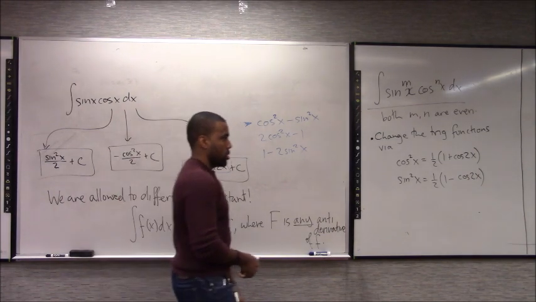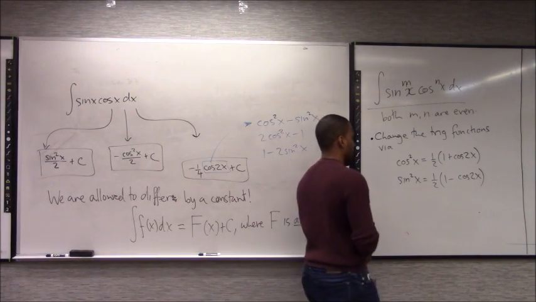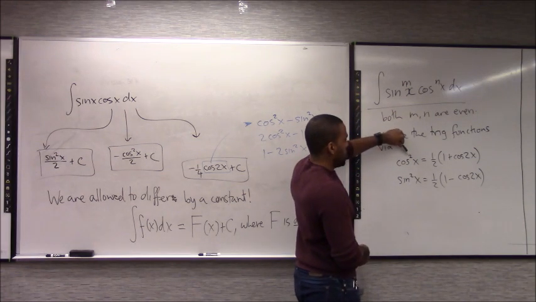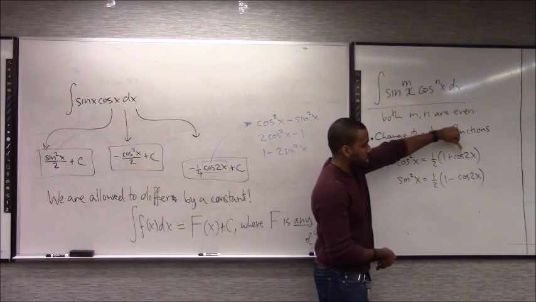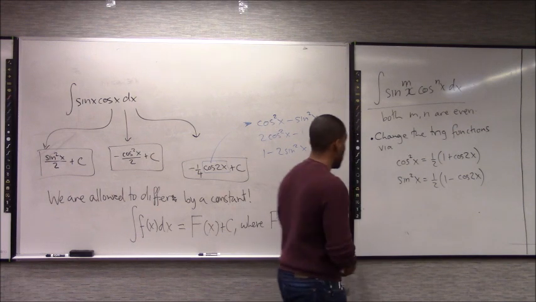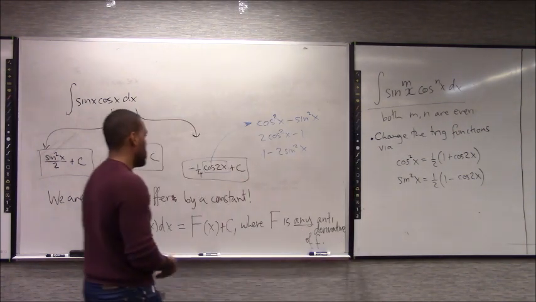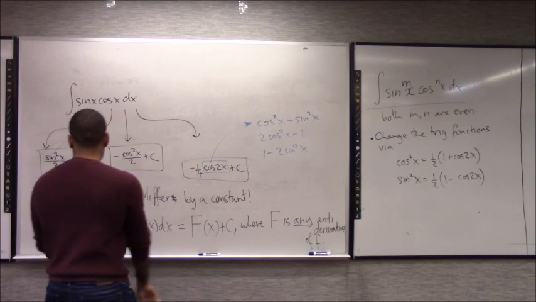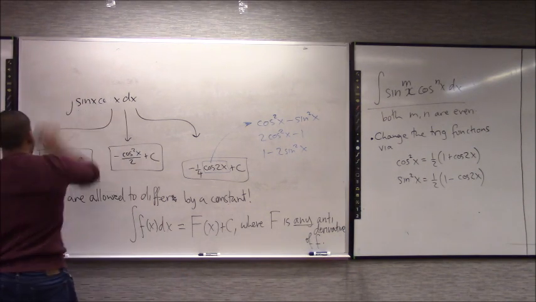And so you would plug these in, and you go from a situation where you can have a square to a trig function that's not squared. Those guys are easier to deal with. And depending on the situation, you might have to do this multiple times, but let's look at an example.